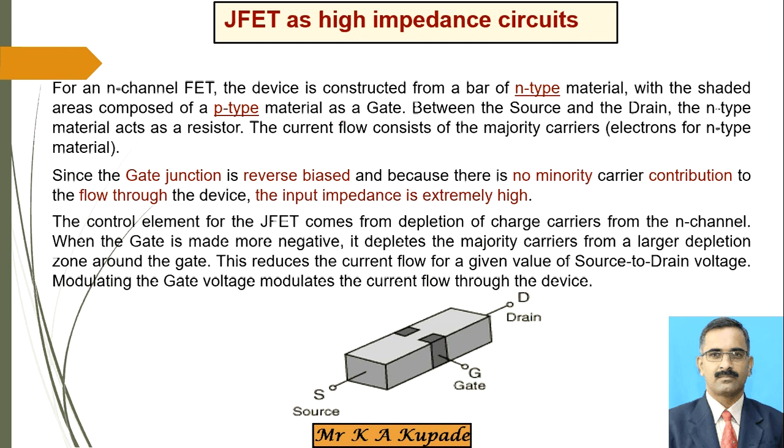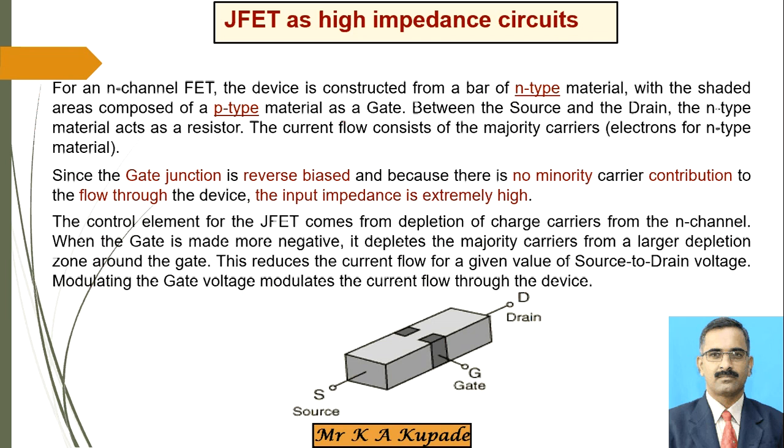When we consider the gate as more negative, the depletion region again becomes wider. That means it depletes the majority carriers from the large depletion region zone around the gate, and this reduces the current flow for a given value of source to drain voltage. Whatever drain to source voltage you apply, the current flowing is reduced due to the increase in the depletion region in the channel, due to the reverse or negative voltage at the gate terminal, right?